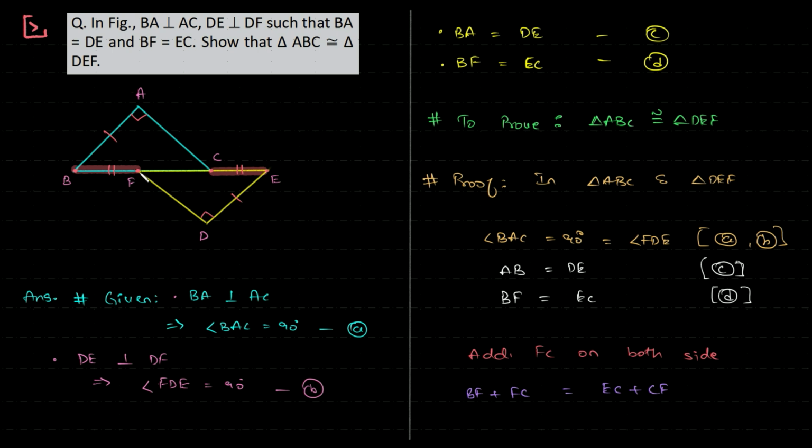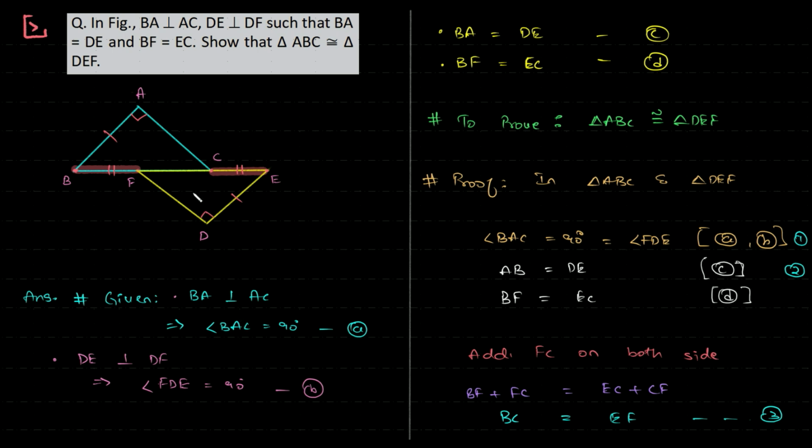But what is BF plus FC? Please look at the diagram. It's nothing but BC. And what is EC plus CF? It is equal to EF. So what can you tell from this? We'll call this equation 1, we'll call this equation 2, and we can call this equation 3. So what can you tell from all of this, 1, 2 and 3?